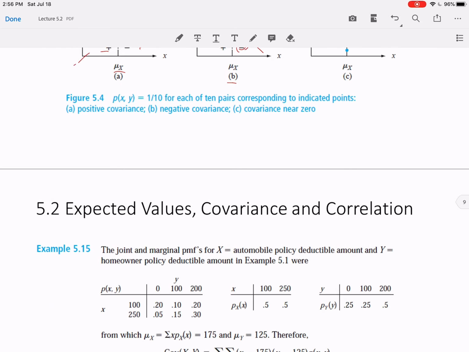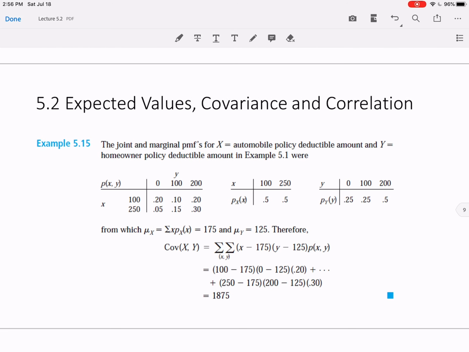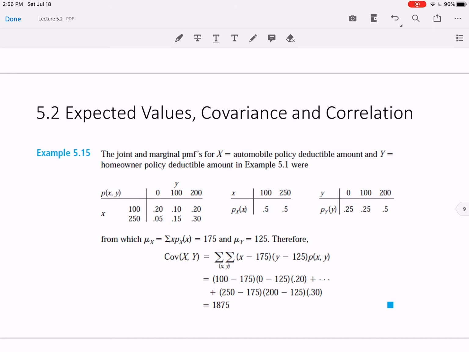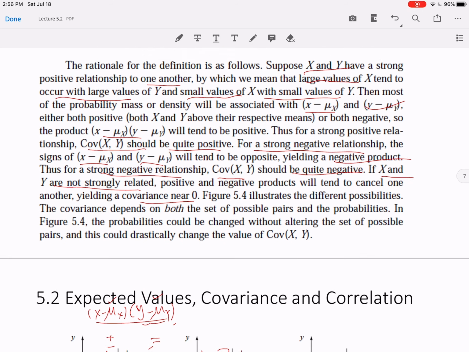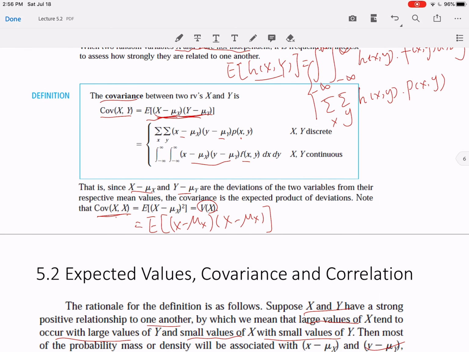Once this makes sense to you, let's take a look at how to find the covariance of x and y. Basically, what we need to do is identify whether we're dealing with continuous random variables or discrete random variables. Once we have that, we just need to apply the formula given here, and that's it.